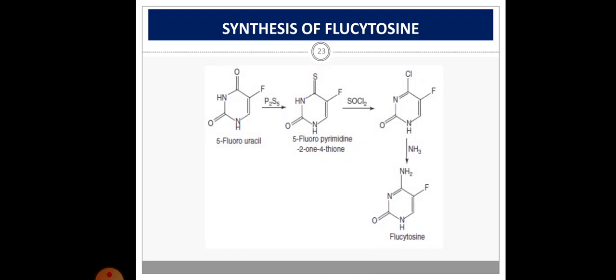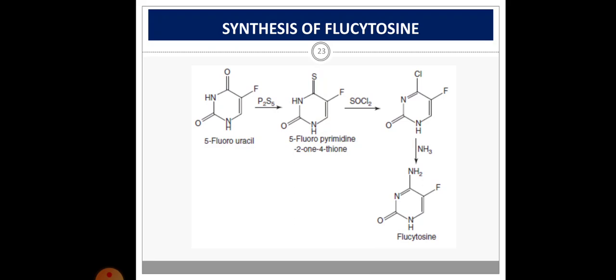Next, synthesis of FLUCYTOSINE. This synthesis involves the starting material 5-fluorouracil. This particular starting material, when it is treated with phosphorus pentasulfide, results in the formation of a compound that is 5-fluoropyrimidine 2-one-4-thione. This compound on further treatment with thionyl chloride results in the formation of a compound which on further treatment with ammonia results in the formation of FLUCYTOSINE.